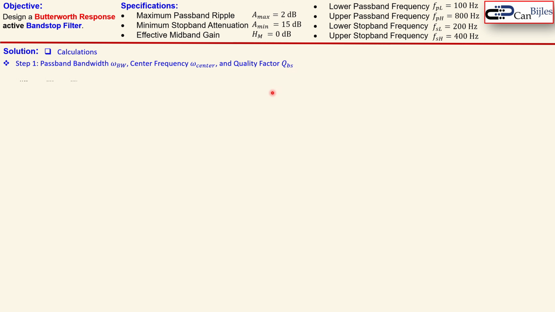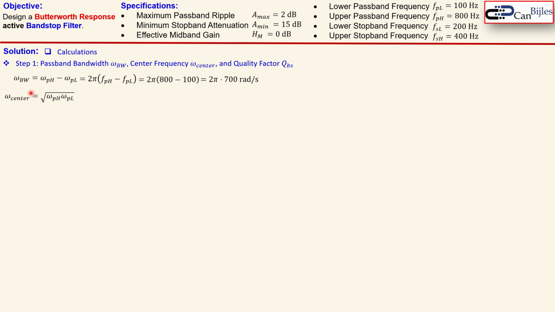Okay, now the passband bandwidth is just the difference between the upper and the lower. That's given by this expression, and when you calculate that, you will have here 700 Hertz, or 2 pi times 700 radians. So 2 pi times this one is the 1400 pi radians per second.